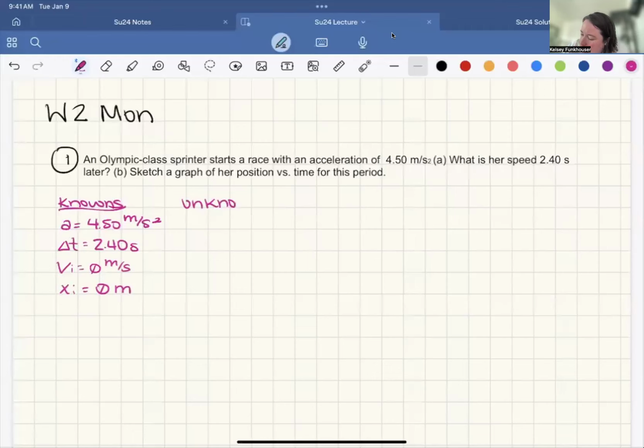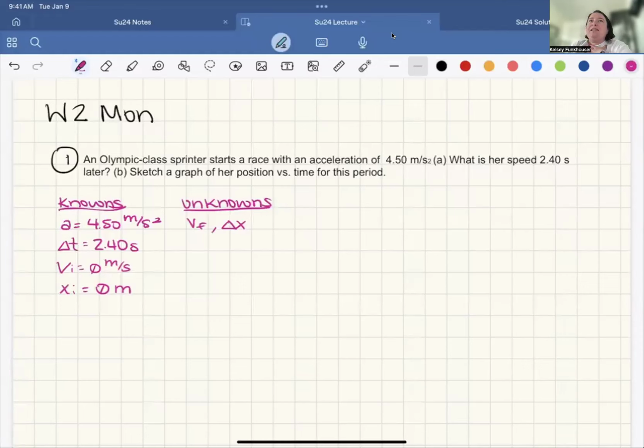And let's look at our unknowns. So we don't know what her velocity is at this 2.4 seconds. I'm going to call that V final. And we don't know what her displacement is either at that point. I think that's all we want to worry about right now.